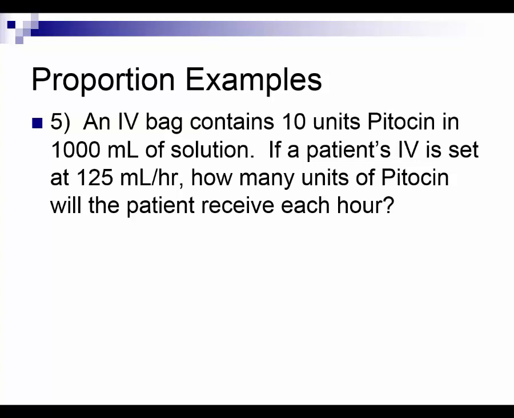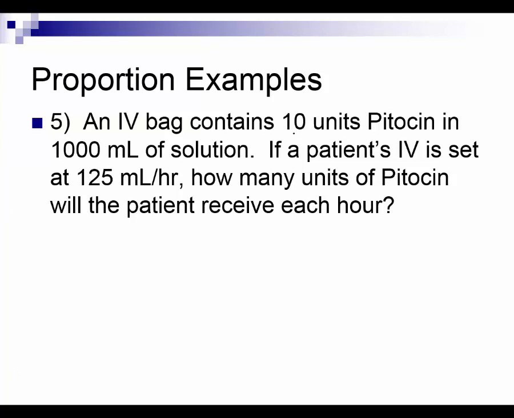An IV bag contains 10 units of Pitocin in 1,000 milliliters of solution. If a patient's IV is set at 125 milliliters an hour, how many units of Pitocin will the patient receive each hour?